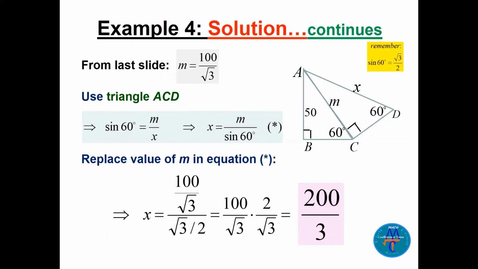I put star here. Replace the value of m here in the equation star. So we know this is m from the last slide, m is 100 over square root of 3. You see, this is in the equation star. Divided by sine 60, and remember sine 60 is still square root of 3 over 2. So this is 100 over square root of 3, multiplied by the reciprocal, 2 over square root of 3. So the final x will be 200 over 3. Nice number.